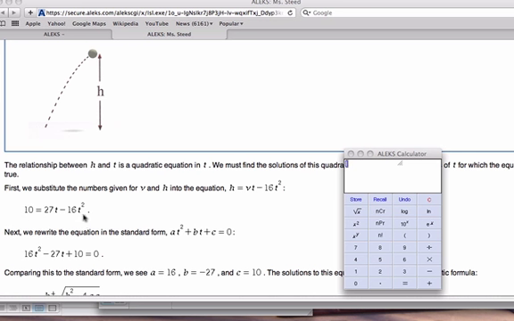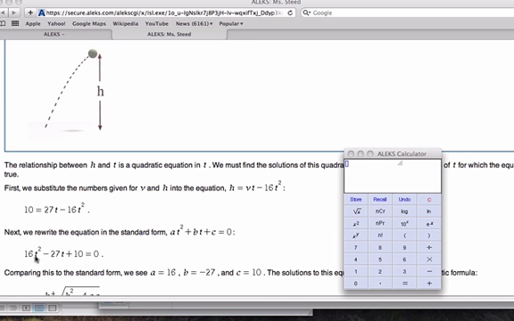Now, you know that we want it to be written so that it's equal to 0. I like to have my a value be positive just in general when I do this, just in case I can factor it. It makes it easier. So I'm going to add 16t squared to both sides, and then subtract 27t from both sides. And that gives me 16t squared minus 27t plus 10 equals 0.